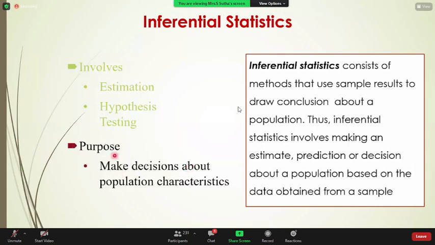And the main purpose of inferential statistics is to make decisions about the population characteristics. That means population salary or education or satisfaction. Whatever characteristics we measure from the sample, we have to come to the conclusion about the same characteristics for the population. So for descriptive statistics, the purpose is describing the data. For inferential statistics, the purpose is making the decision, right?